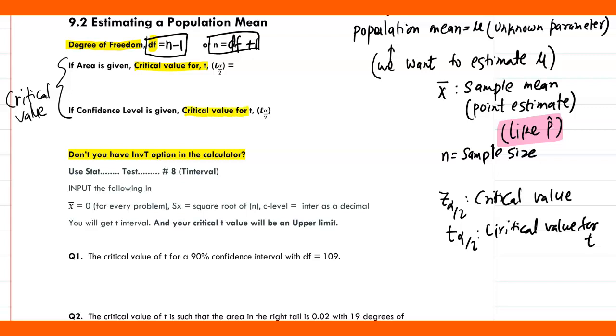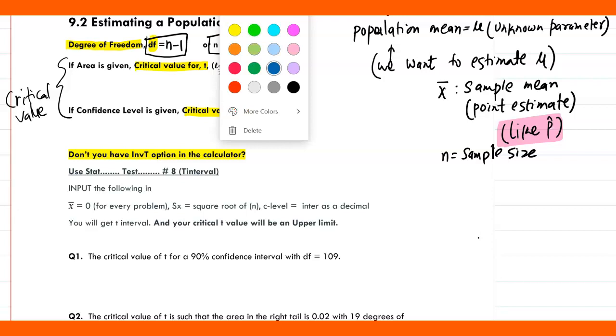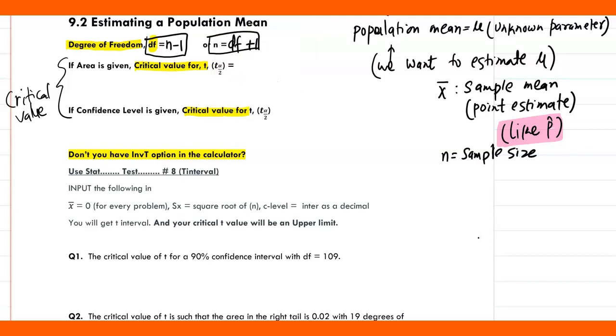And there are two scenarios in this question. You can find the critical value either if the area is given, or if the confidence level is given. Therefore, there are two ways you can find the critical value, if area is given or confidence level is given.